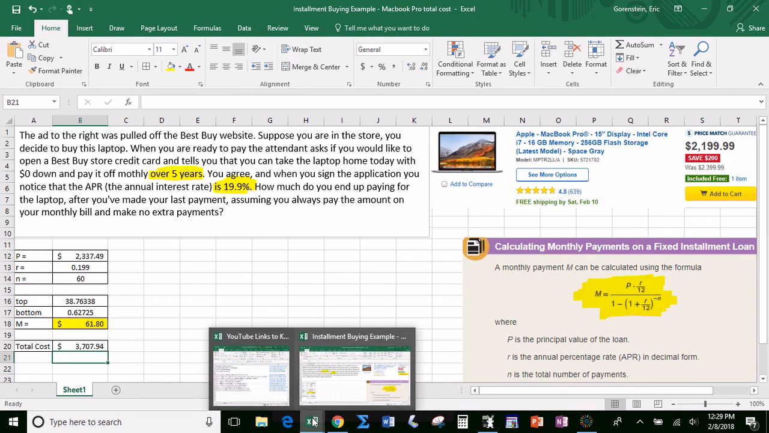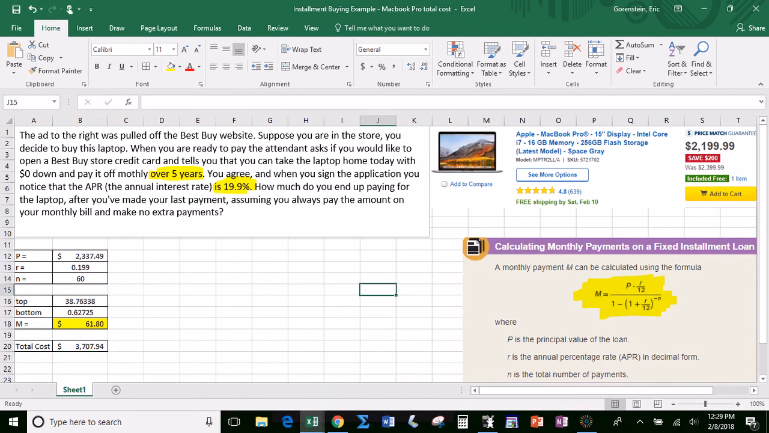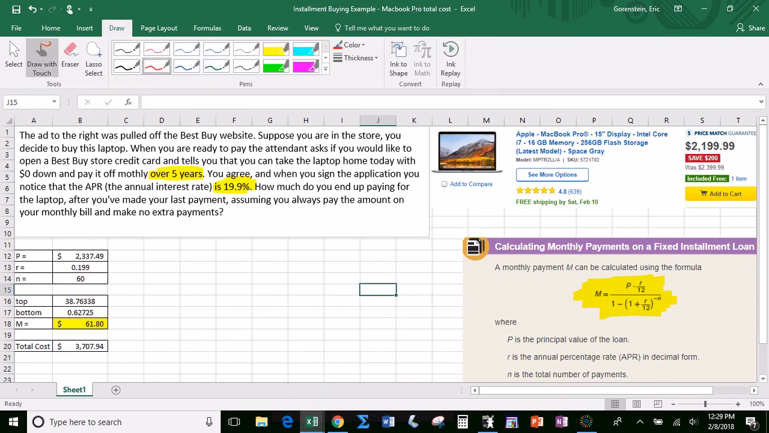So let's come over here. This is the price after tax. But if you pay it off over time on the store credit card, this is what you actually pay. In my opinion, this is the number that matters. It's not the price tag. The price tag is not what you're going to pay.